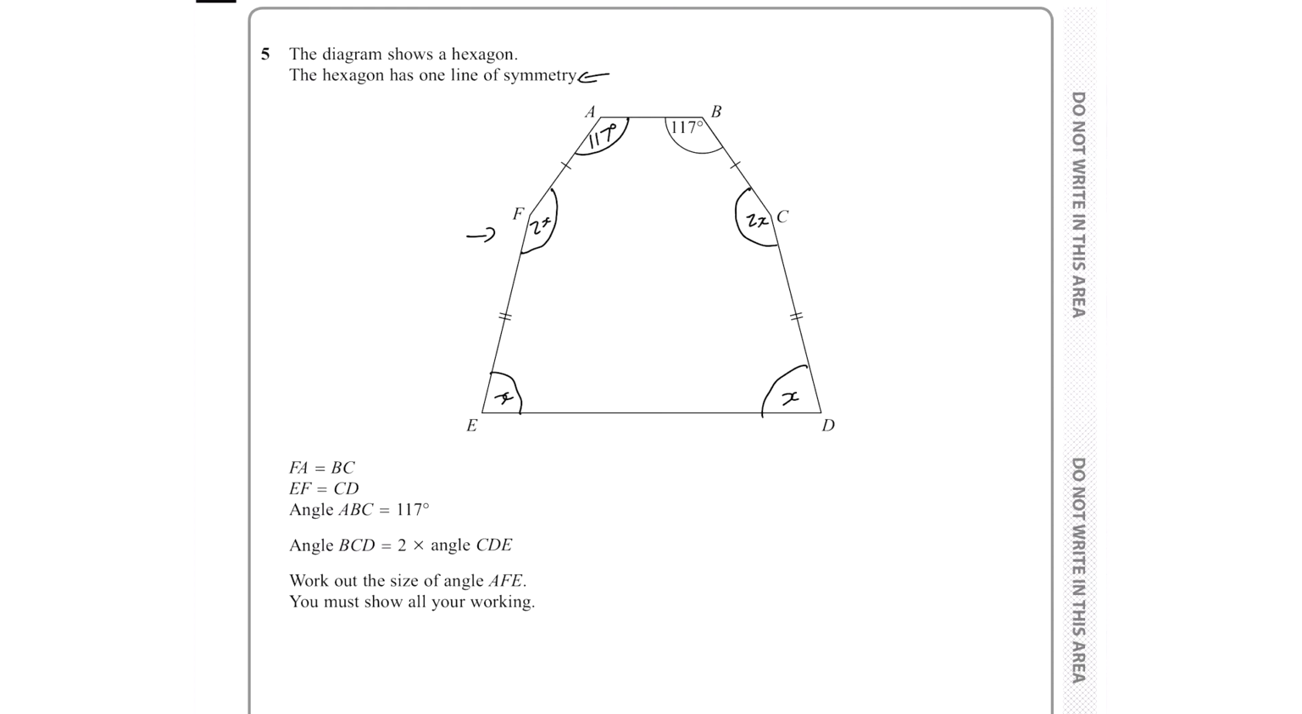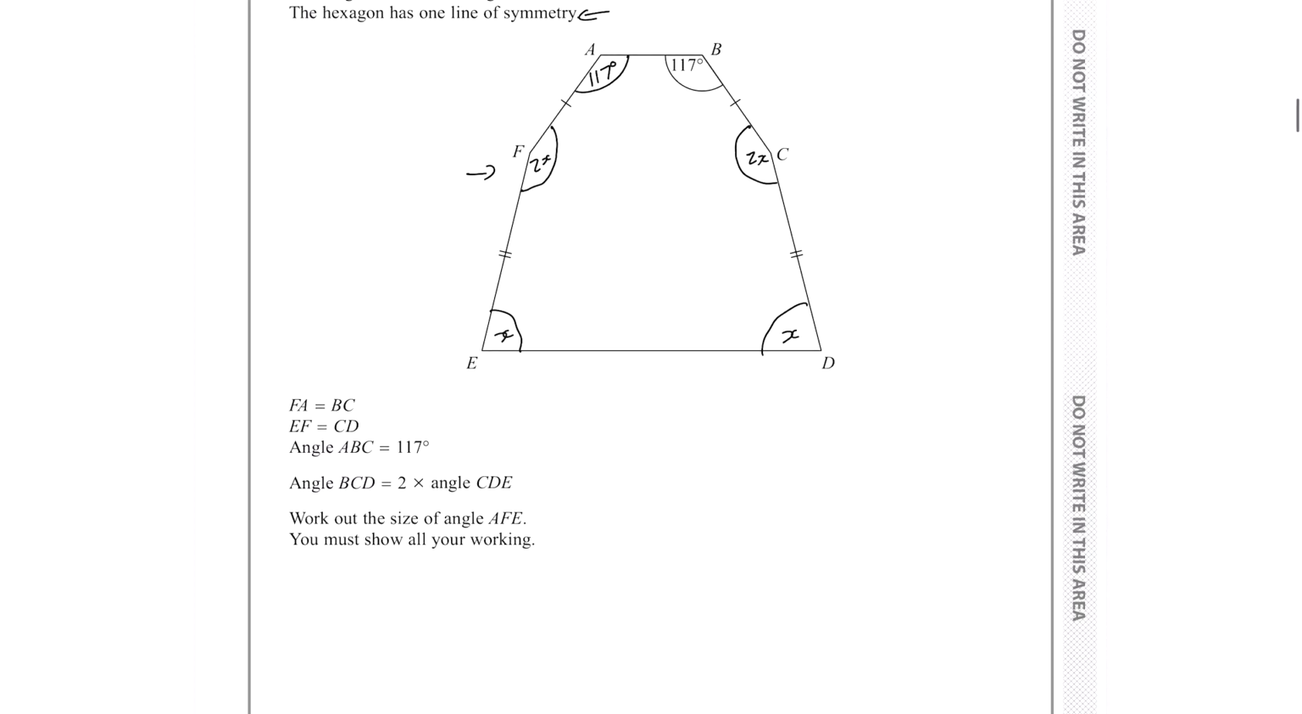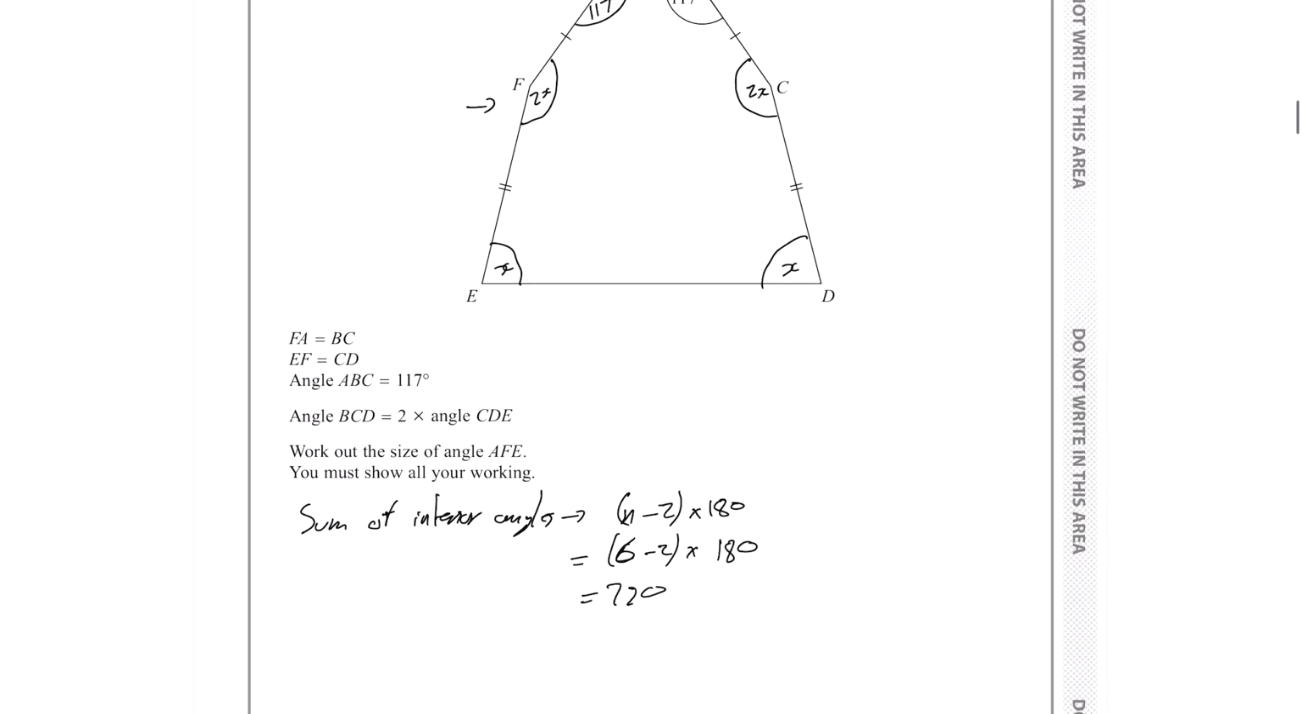So since we've been given all the interior angles, we probably want to work out the sum of all the interior angles inside here. And the way we can do that is, sum of interior angles, so that's going to be n minus 2 times 180, where n is the number of sides. So in this case, there's 6 sides. So we're going to do 6 minus 2 times that by 180, and you get 720. So now you know all the angles inside add up to 720.